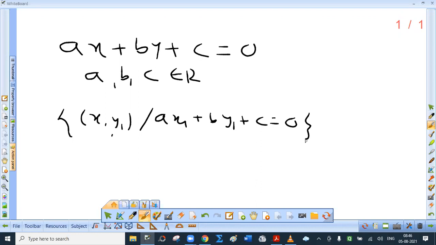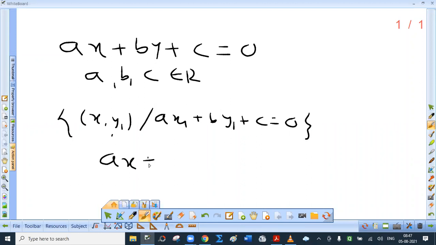Now, the next part is important and interesting. The line represented by a linear equation divides the plane into three disjoint parts. I repeat, the line represented by a linear equation divides the plane into three disjoint parts. The points lying on the line and two half planes on either side, we usually call them H1 and H2, which are represented by what?